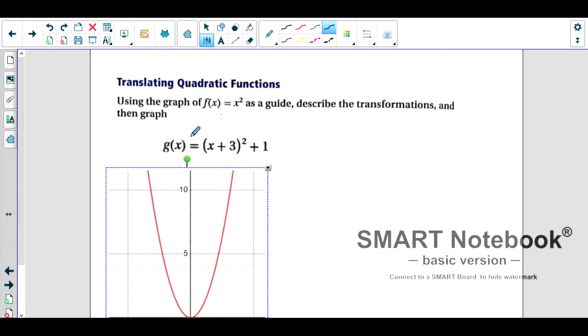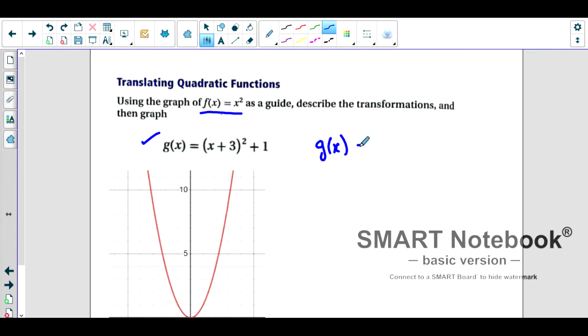We have a function g of x equals (x + 3)² + 1, and we want to transform the parent function and draw this graph. So let us compare it with the general function, the parent function. g of x is equal to, if you write the general form, the vertex form, a(x − h)² + k. So if you rewrite it, you will get what?